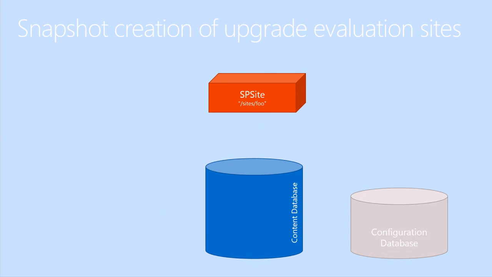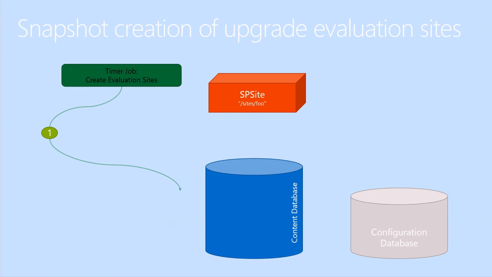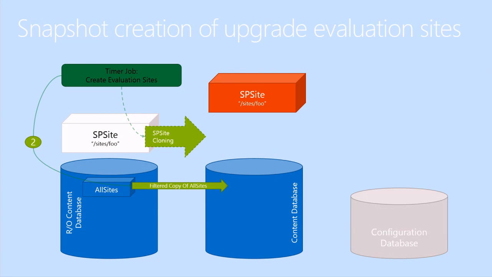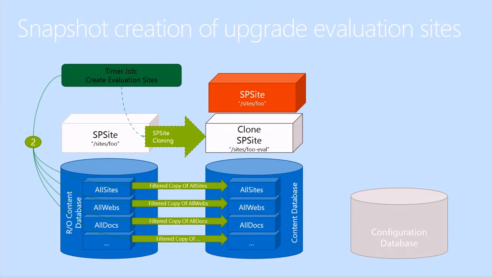Here's the process. So if we've got a SharePoint site collection that's out there called foo, it's in the content database, we trigger that timer service job to create an evaluation site. And if you want to do this instantly, by the way, you can change the timing on that timer service job to fire off immediately. What will happen is you'll get a read-only snapshot taken of that environment, and it'll clone out sites, webs, and documents, all the content that you need in that environment, but it will run in read-only mode. Microsoft does not want you to use this as a production environment.